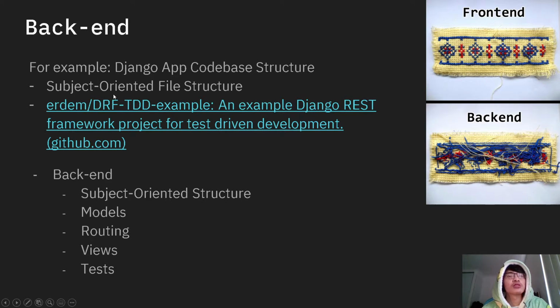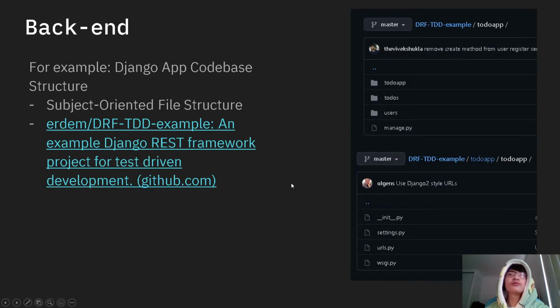And it's going to follow what's called a subject-oriented file structure. So the backend usually has a couple of things. You have the models, routing, views, and tests. We're going to take a look at that in a second. So let's take a look at this. Okay, this is the code base that we're looking at. It's a to-do app. The to-do app has a couple of folders, the to-dos, the users, and the configuration for the to-do app.